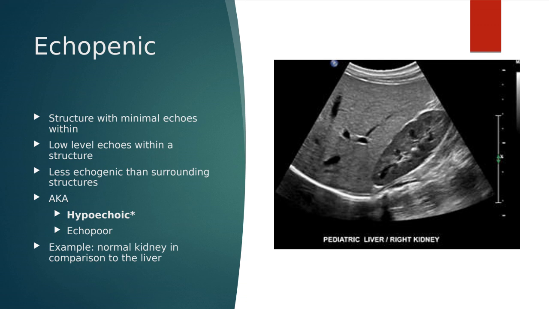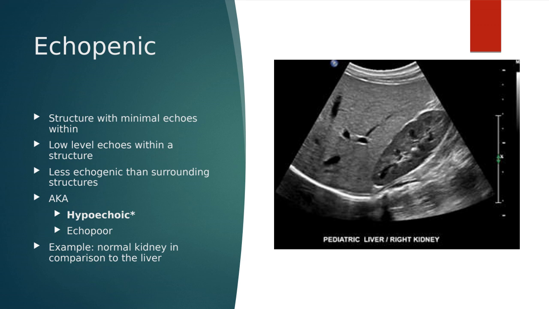Now, when we have a structure that's still producing echoes, but not as much as a hyperechoic structure is, it's going to be a darker shade of gray. So this is going to be our hypoechoic structure. It's still going to come from an attenuating structure, right? It's still going to be traveling through a solid tissue, but it's going to travel a little bit easier through that solid tissue. It's going to be a little bit more gray, and it's going to have a lower attenuation rate than that really hyperechoic structure does.